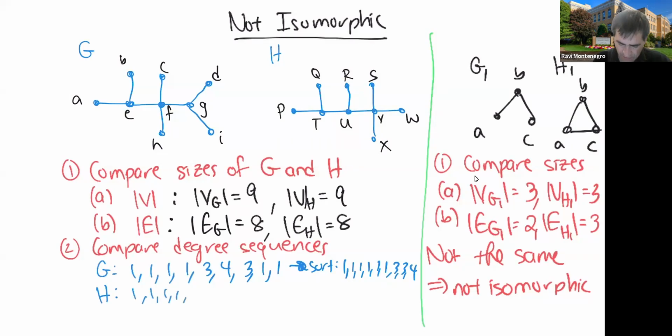And then T was 3, U was 3, V was 4, W and X are 1. And then I sort. Well, this has 6 ones, 2 3s, and a 4. So the degree sequences are the same. So just looking at the degrees, you can't tell these apart. So I need something else.